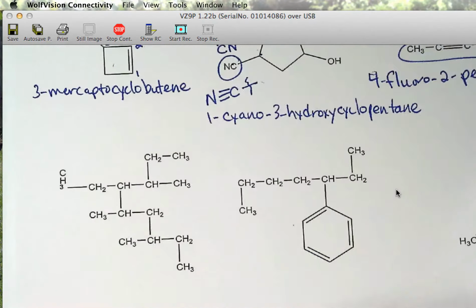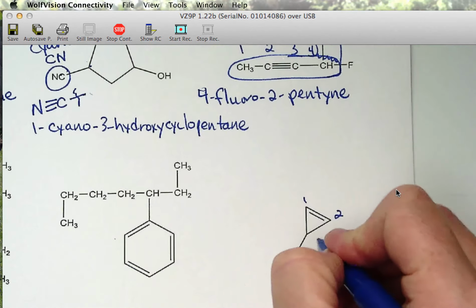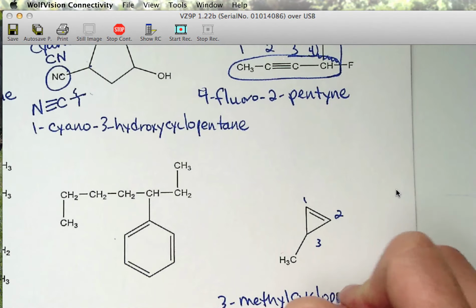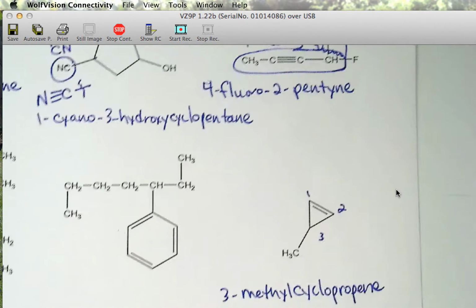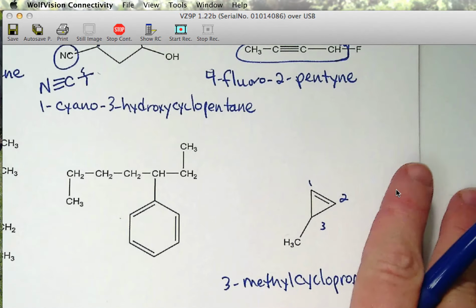Now, I'm going to work the other way. Look at this one. 1, 2, 3, 3-methylcyclopropene. And the existence of this molecule is not very likely, and this goes beyond what we teach in this course, but with 3 carbons, there's a lot of ring strain, so that ring just wants to keep opening up. And then to add a double bond, it really wants to open up. But it's nice to draw, to practice. It doesn't take up very much room, so we can practice drawing and naming it.